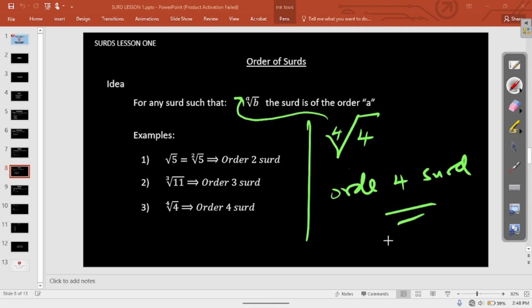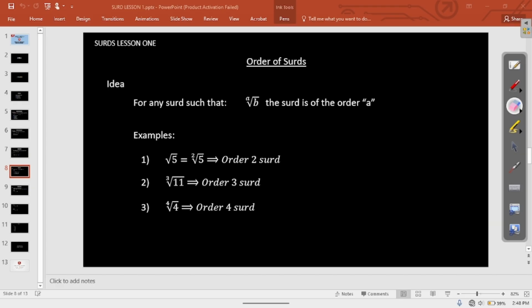So basically, that number outside your root sign is what gives you the order of that particular surd. So if it is 5, it becomes a surd of order 5. If it is 2, a surd of order 2. If it is 6, a surd of order 6, and so forth.